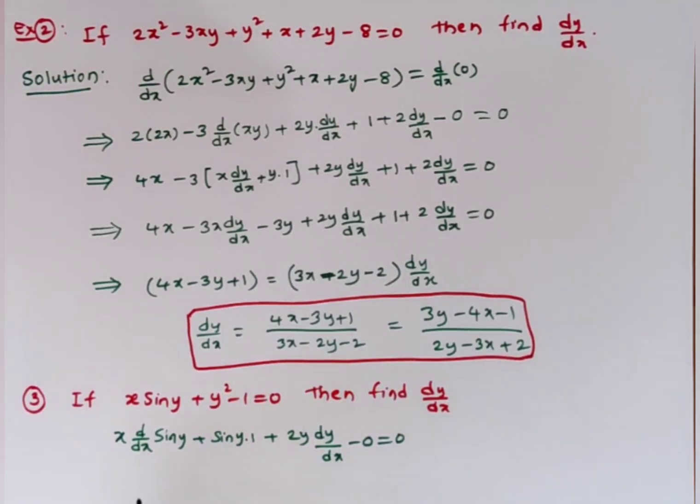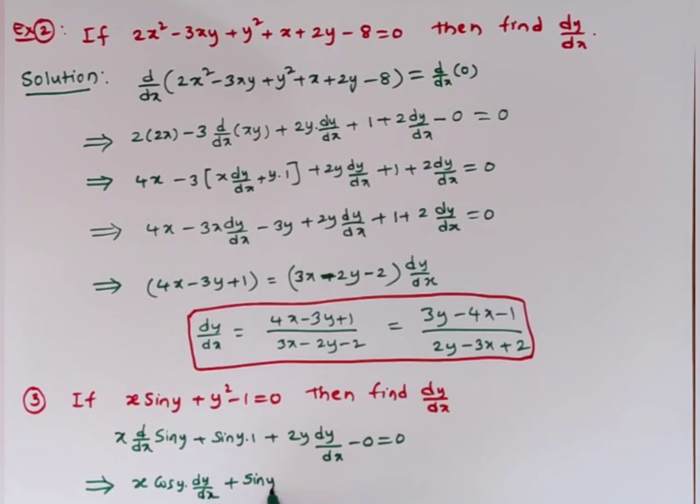dy by dx. First of all you need to evaluate the derivative for this. So x into sin y derivative is cos y into inner function y, right? So you need to treat y as a function of x, so that we need to apply the derivative for that unknown function dy by dx, plus sin y plus 2y into dy by dx equals to 0.